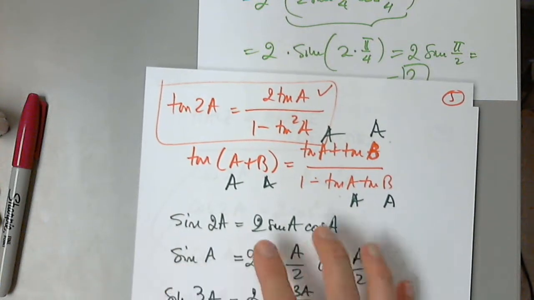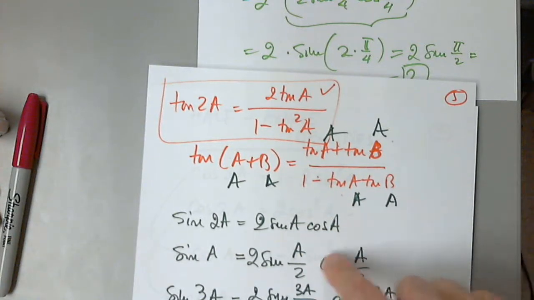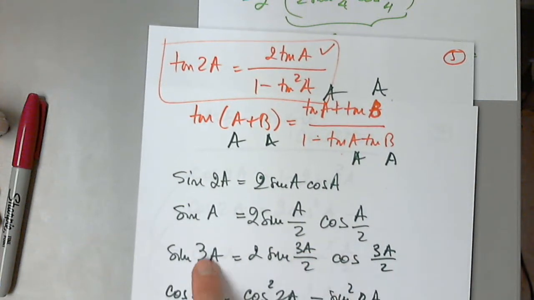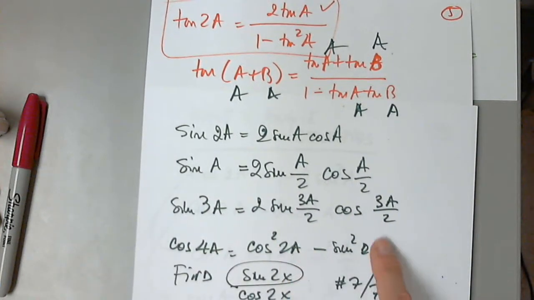So sine of twice a is 2 sine a cosine a. If you change this into a, then you have to change these correspondingly into a over 2. If you have 3a, then this is the double angle, so this must be half. If you have 4a, this must be half.